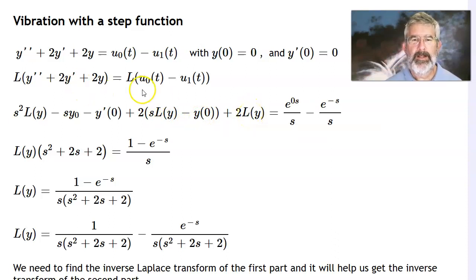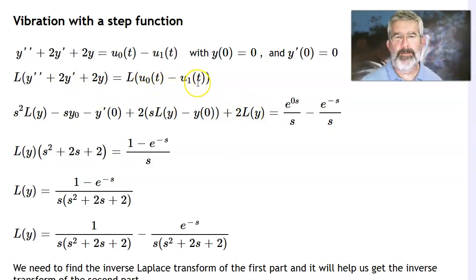and then I've got 2 times the Laplace transform of y, and on the right-hand side of the equation, I have the Laplace transform of this one minus the Laplace transform of that one, and the Laplace transform of those step functions is e to the 0s over s and e to the minus 1s over s, because u sub c of t would turn into e to the minus c s divided by s. E to the 0 is, of course, 1, so these two get together to look like that.